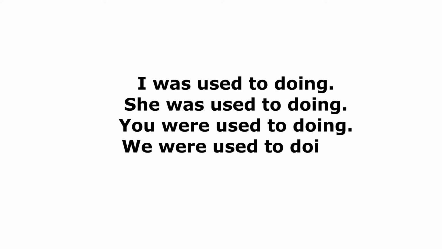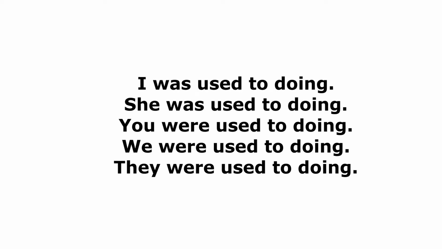As you know, the verb to be has three forms for the present tense: am, is, are. I am used to doing. You are used to doing. She is used to doing, and so on. For the past, it has two forms, was and were. I was used to doing. She was used to doing. You were used to doing. We were used to doing. They were used to doing.